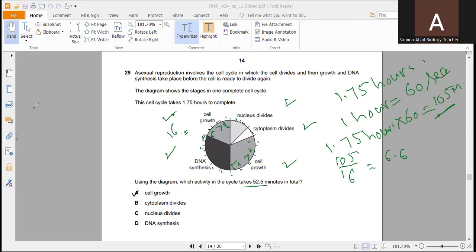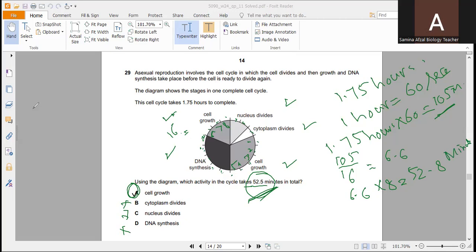So cell growth is 6.6 multiplied by 8, which is equal to 52.8. So A is the correct option. All other stages are taking less time as compared to cell growth, which is taking the maximum time, that is 52.8 minutes.